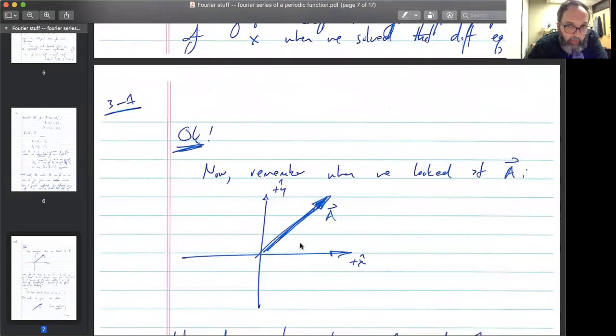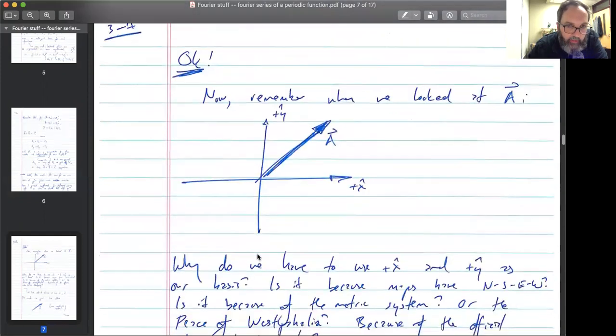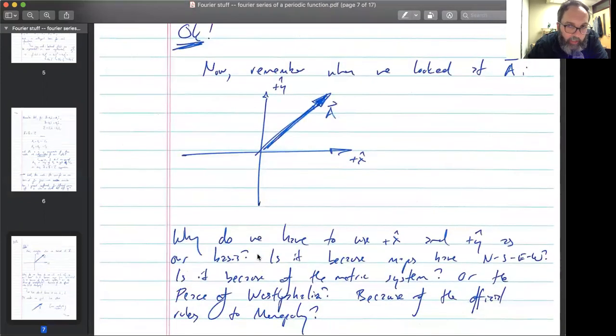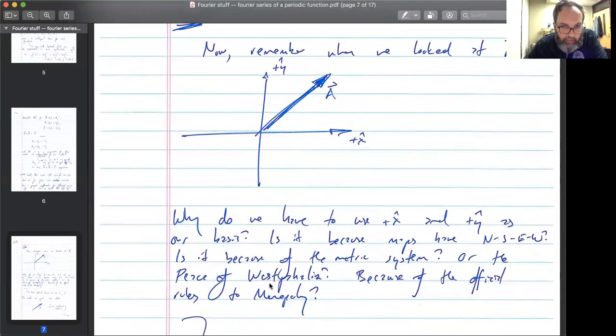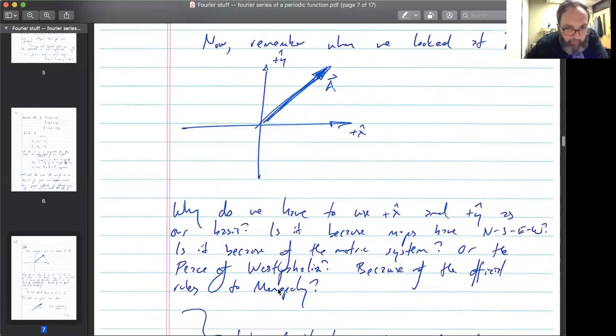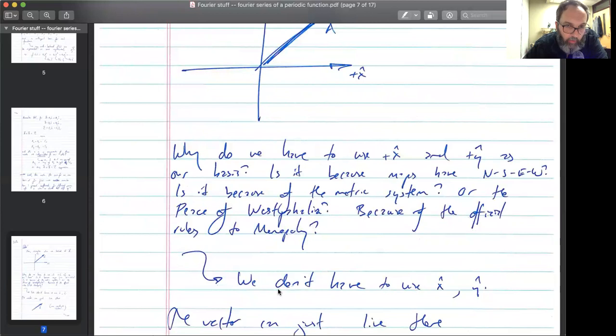And now think, when we looked at this vector A, why do we have to choose x hat and y hat as the basis? I mean, is it because maps are laid out north, south, east, west? Or because of the metric system? The Peace of Westphalia? Or because of the official rules of Monopoly? We don't have to. That's the whole point.